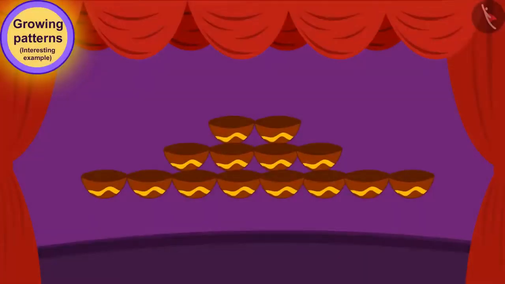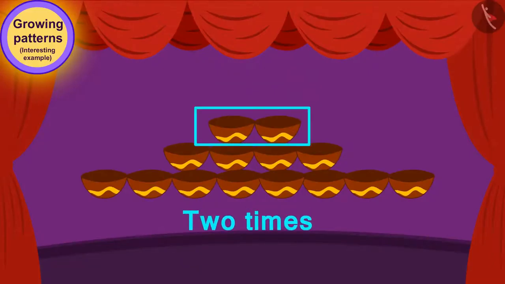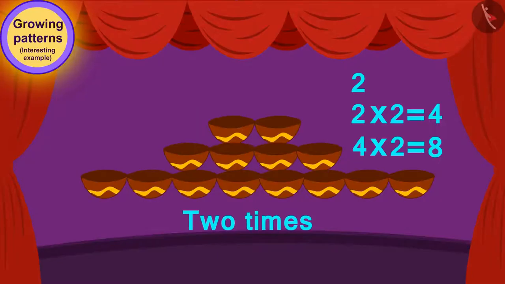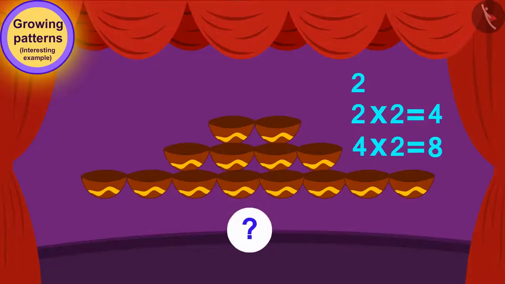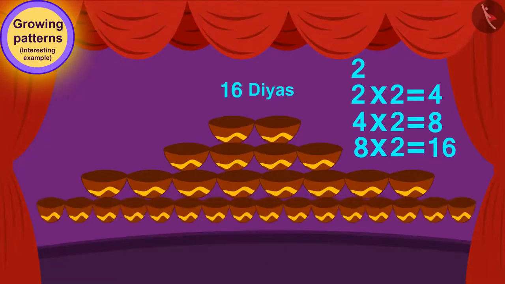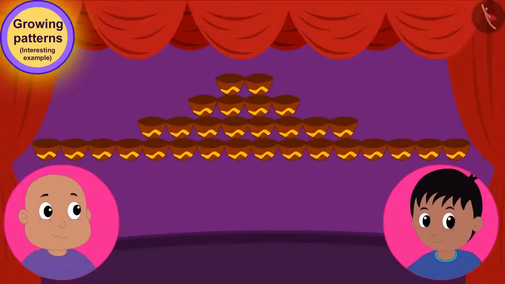Well done, children! Your answer is absolutely correct. Here, every line of diyas has 2 times the diyas from its earlier line. Thus, how many diyas will be in the next line of this growing pattern? 16 diyas! Raju bought the decoration of the diyas.